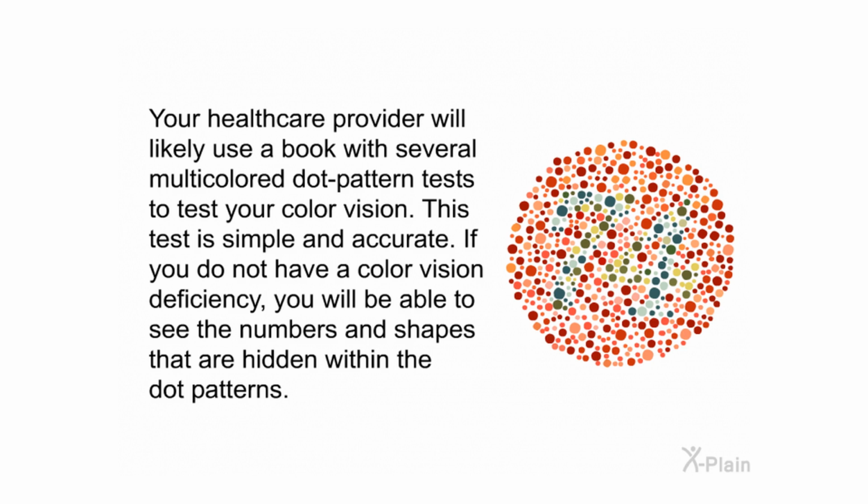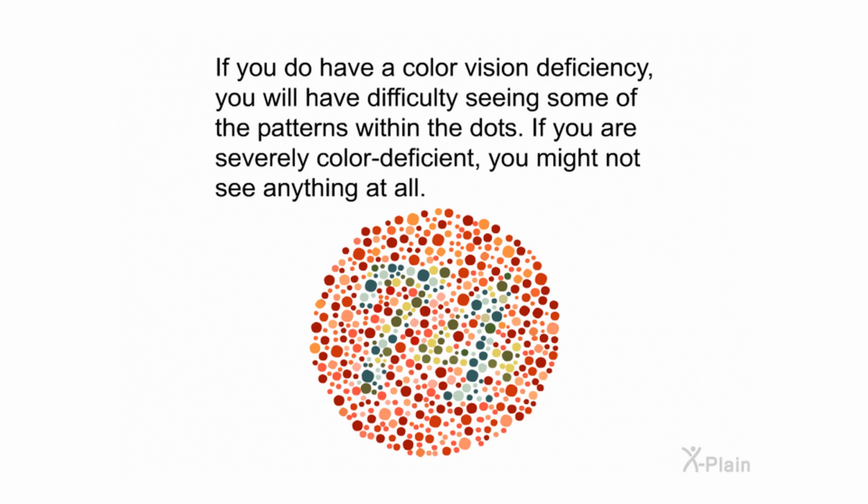Your healthcare provider will likely use a book with several multicolored dot pattern tests to test your color vision. This test is simple and accurate. If you do not have a color vision deficiency, you will be able to see the numbers and shapes that are hidden within the dot patterns. If you do have a color vision deficiency, you will have difficulty seeing some of the patterns within the dots. If you are severely color deficient, you might not see anything at all.